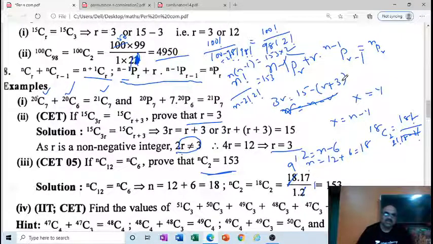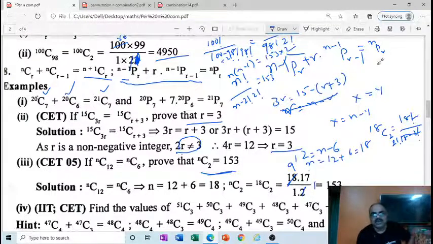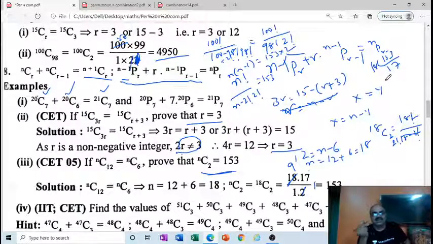Actually it is 18 into 17 only. 153 into 2 is going to be 18 into 17 only. So in that way n is equal to 18 you get. That way also you can solve, or this is the easiest manner. You don't have to do anything in this. Use the formula and get the answer.